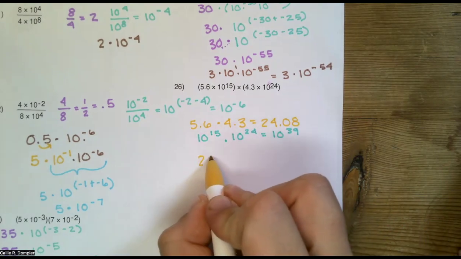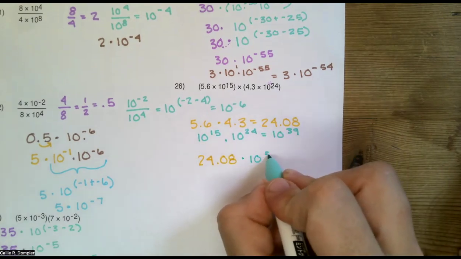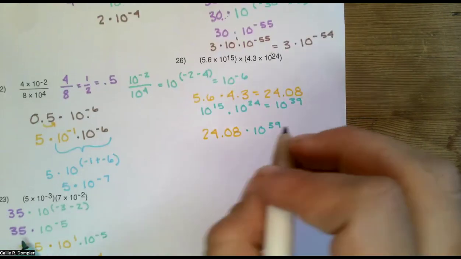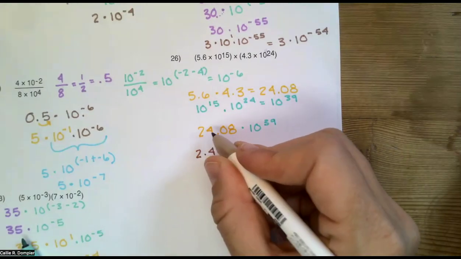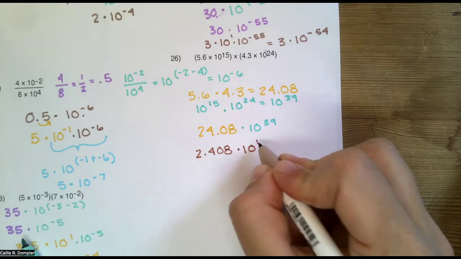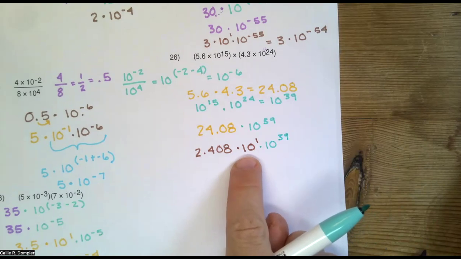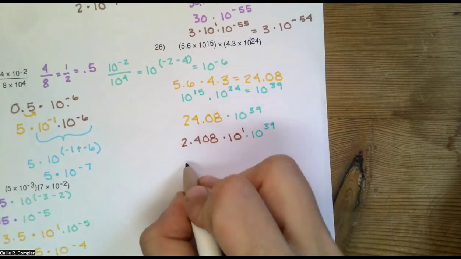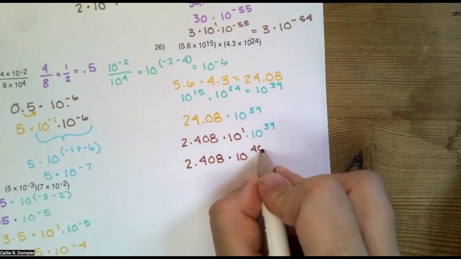Those halves together, 24.08 times 10 to the 39th. Again, we're not done because we don't want 24, we want 2.4. 2.408 times 10, we moved it that way, right? It was a big number, we've made it smaller, so that's going to be a positive exponent. Now we need to combine these two, 10 to the first power and 10 to the 39th power, and we get 2.408 times 10 to the 40th.